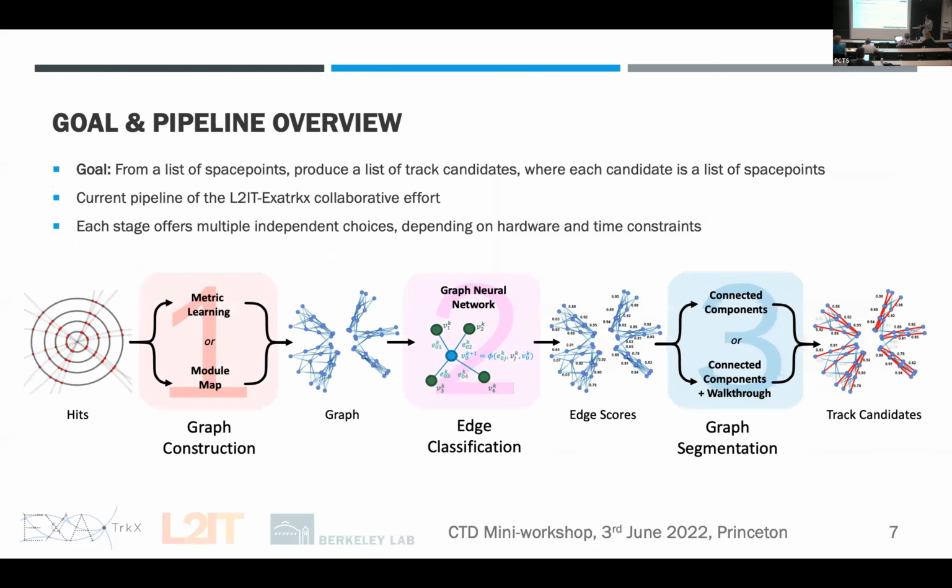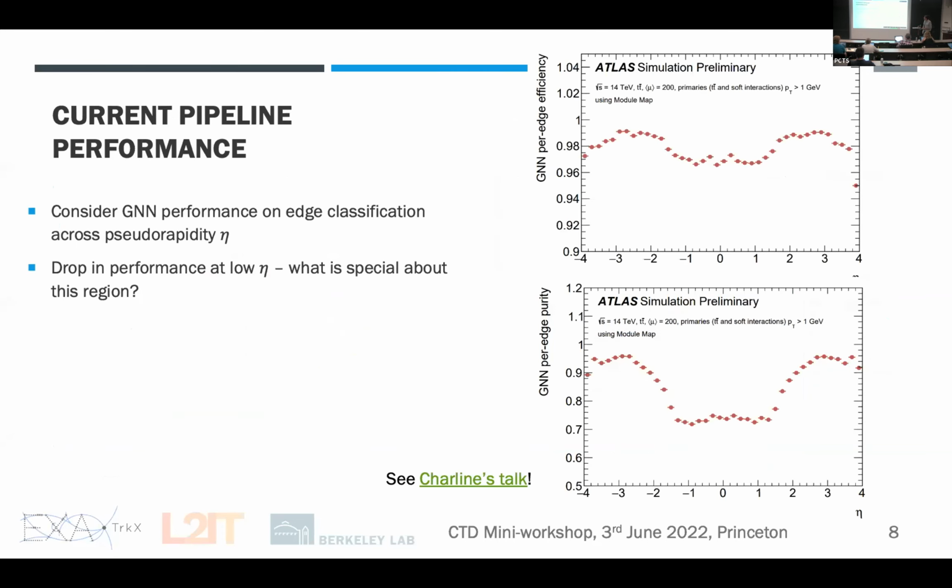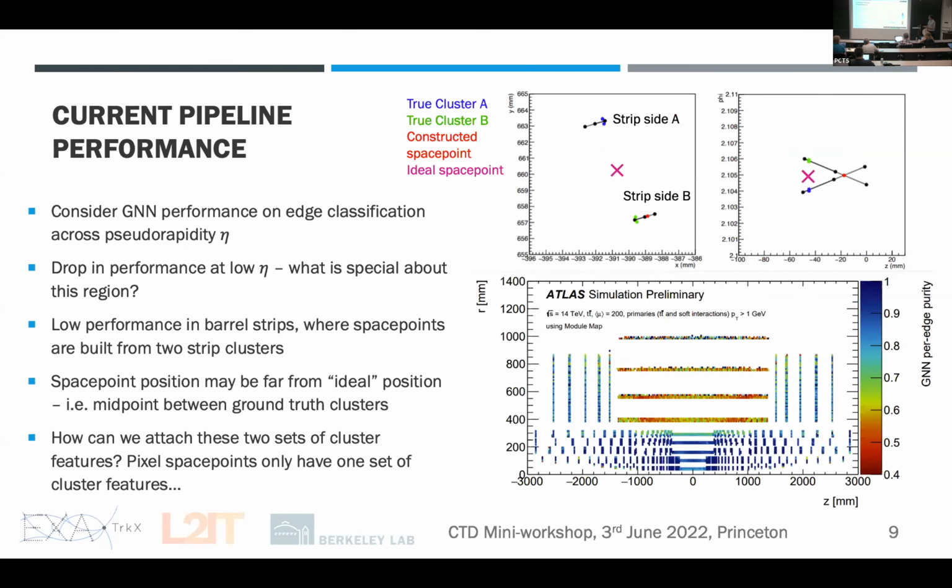First, I want to motivate why we are interested in heterogeneity. We have this pipeline that's been shown a couple of times, so I won't spend too much time on it, but basically, one of the final steps is, given a constructed graph, we want to be able to classify edges as either belonging to the same track or not. And this is our current performance, which was also shown in Charlene's talk. You can see that the performance takes a dip at low eta, so in the barrel region. This is frustrating, and we think we can fix it.